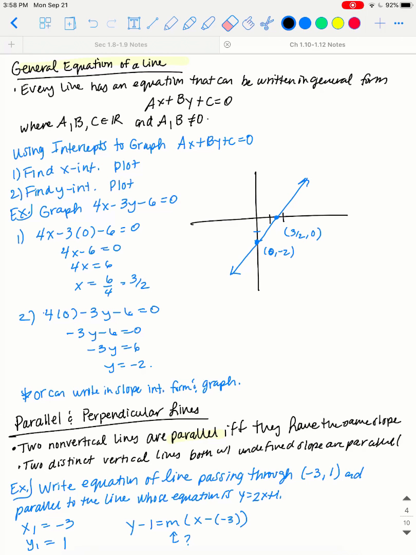Okay, so to find the x-intercept, we plug in 0 for y. So we get 4x minus 6 equals 0. And then our x is 3 over 2. So that is our x-intercept. We go ahead and graph that. It's right here. Oh, oops.